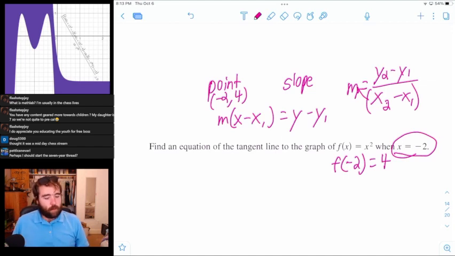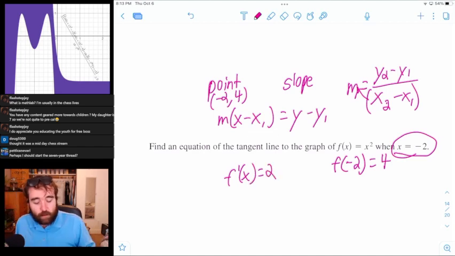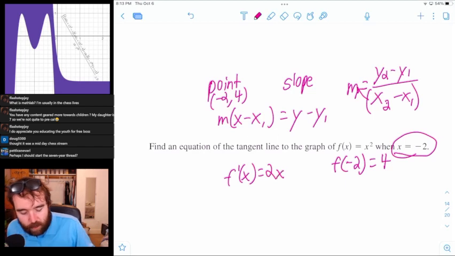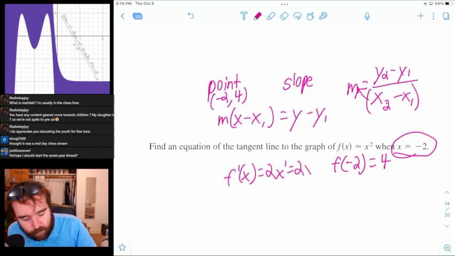So then we just need the slope. The slope comes from the derivative. That's the only way we can get the perfect, exact slope of the tangent line. That's the definition of the derivative. So let's use the power rule and find the derivative, f prime of x. We move the power to the front, so move the 2 to the front and decrease the power by 1, so x to the first. And what's x to the first? x to the first is just x. So 2x.